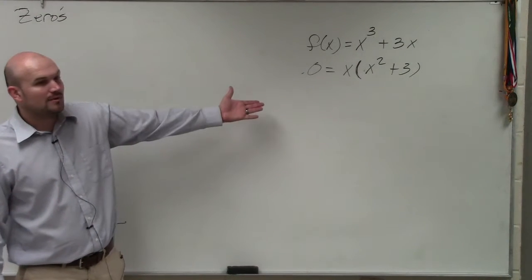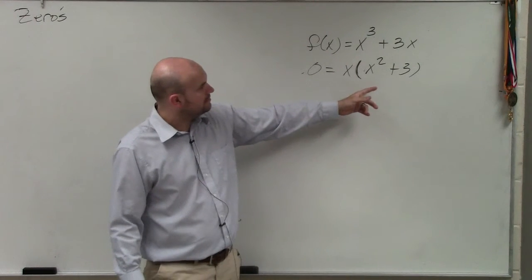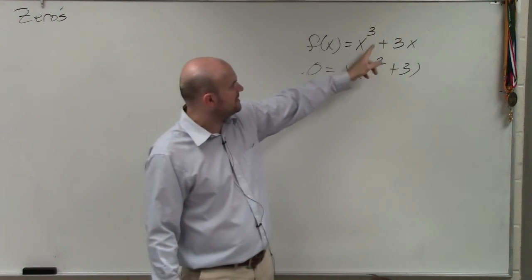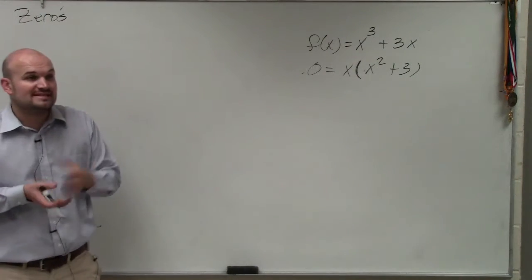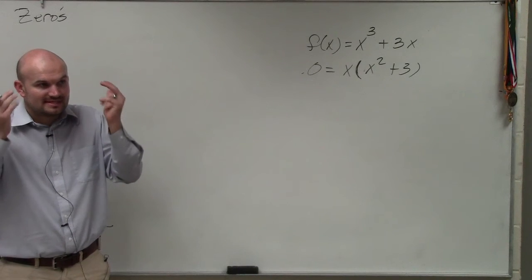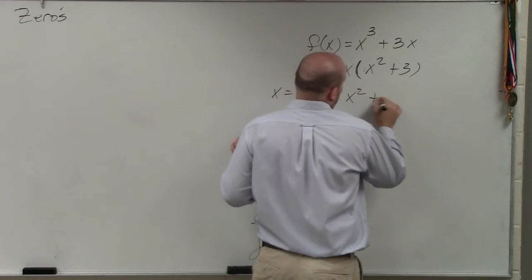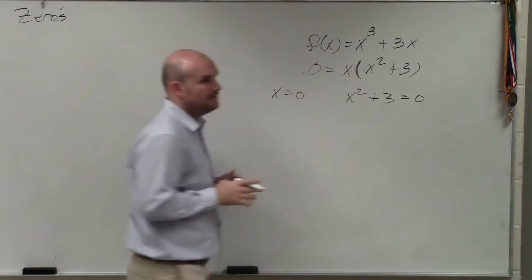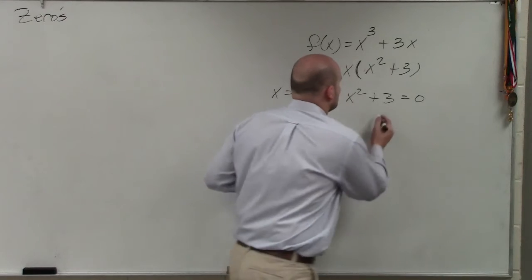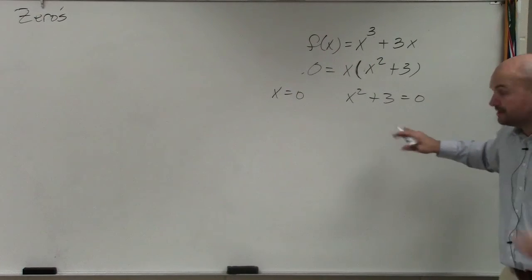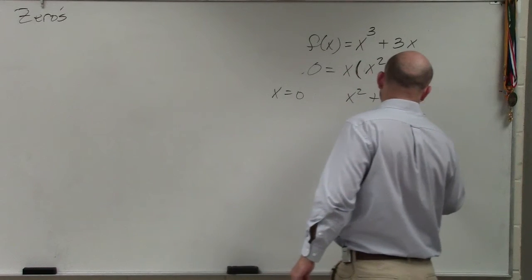Yeah, I changed the problem. Sorry. All right. So now, since I have it in factored form, I can say x equals 0 and x squared plus 3 equals 0. Right? Well, this one, the 0 is easy. We already know that. Over here, to solve, I have to subtract the 3. And now I have x squared equals -3.